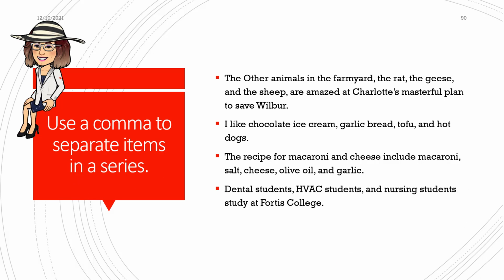Use commas to separate items in a series. The other animals in the farmyard, the cat, the geese, and the sheep, are amazed at Charlotte's masterful plan to save Wilbur. Or, I like chocolate ice cream, garlic bread, tofu, and hot dogs, all at the same time when I was pregnant. That's a whole other story. So when you have different items, like chocolate ice cream, you have to have a comma, garlic bread, a comma, tofu, a comma. When you're listing items in a series, you use a comma.